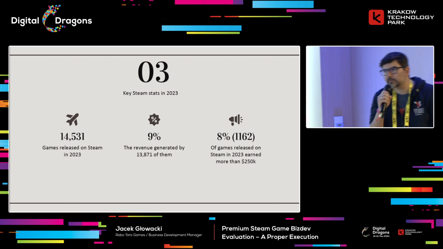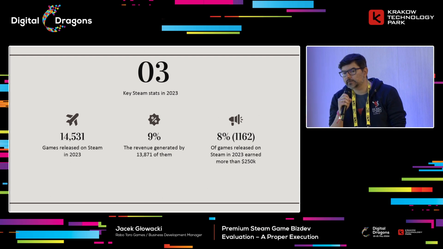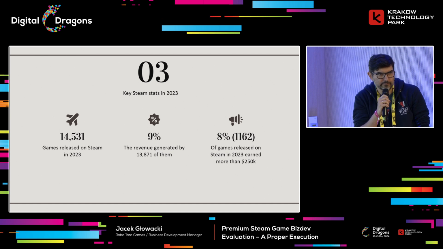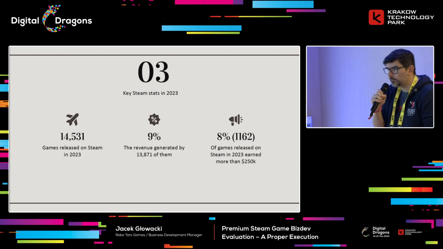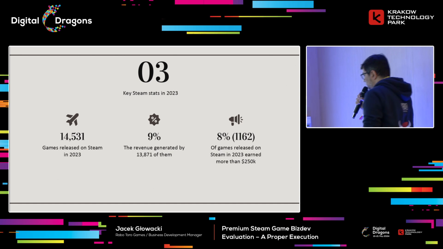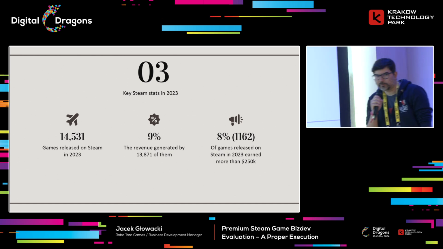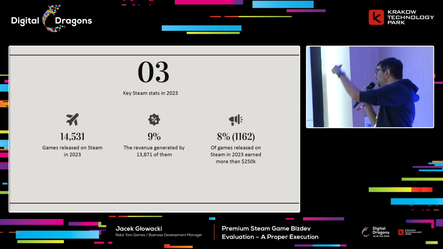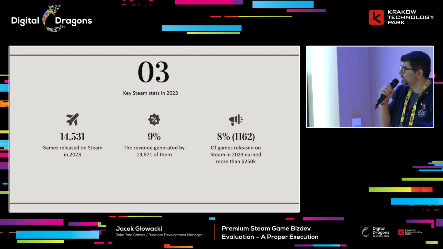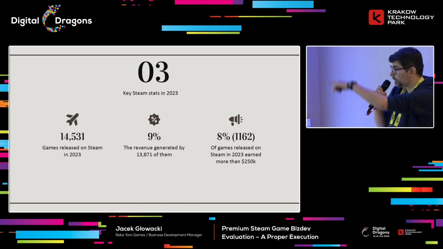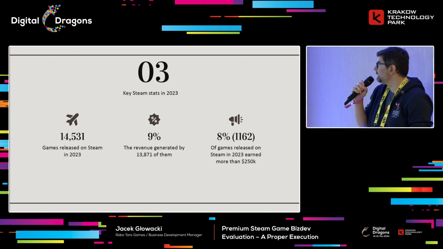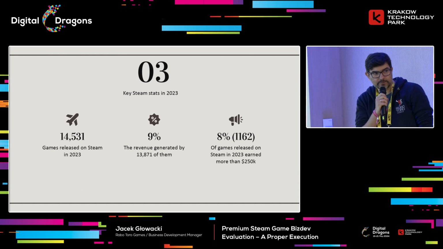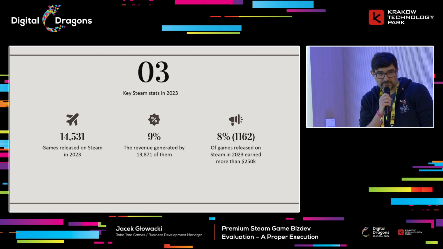Obviously, in the first half, we have several games that have achieved success that I think no one here thought they would achieve, basically. So in general, from a global Steam perspective, the first half of 2023 is very successful, right? But will it be successful for us? Well, we'll see. Now, 8% of those games, so 1,162 games out of those 14,531, earned more than 250K, and that's gross dollars, right? It's bad. It's really bad.